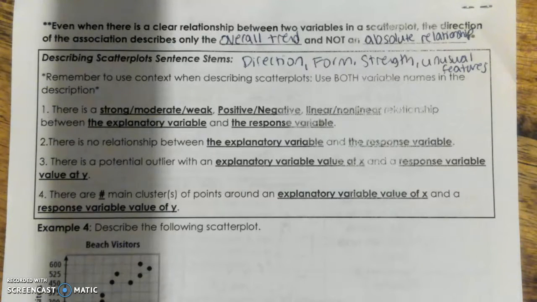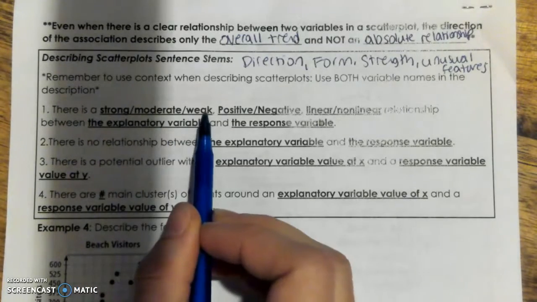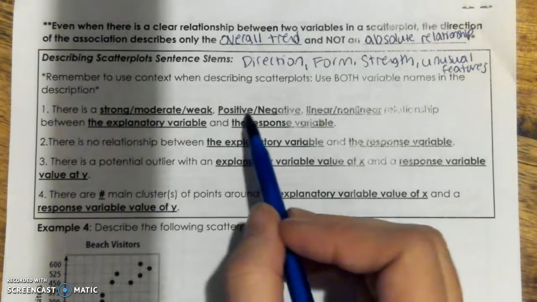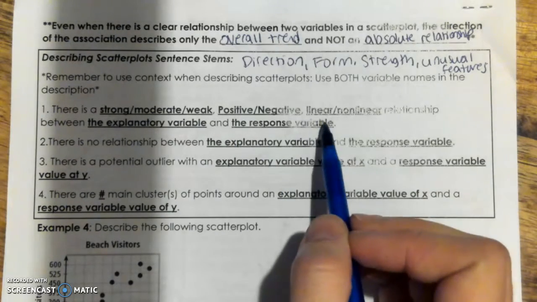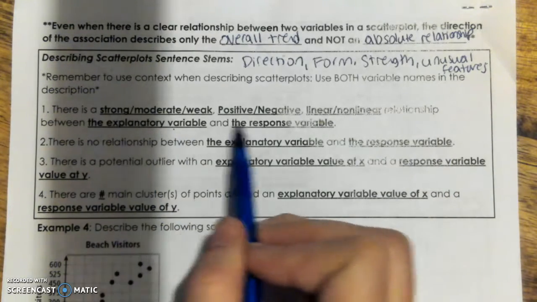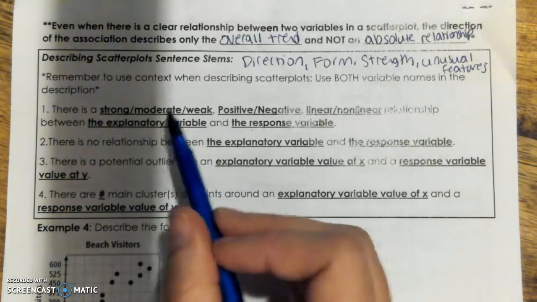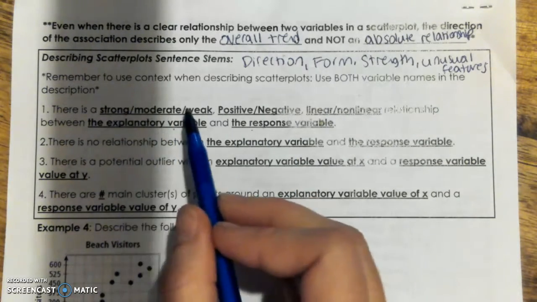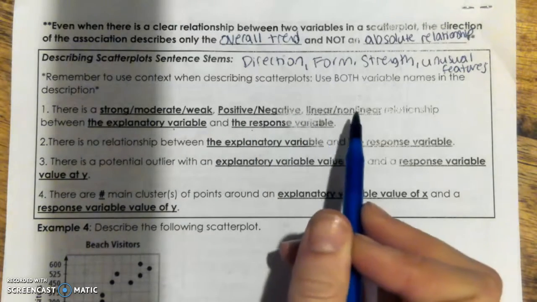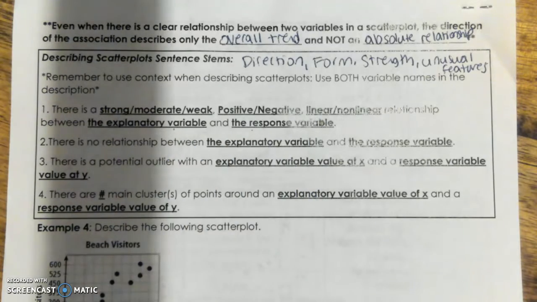All right, so here are our different sentence stems. Remember, we have to use context when describing, right? So number one, there is a, and we would choose one, strong, moderate, weak, comma, positive or negative, comma, linear or nonlinear relationship between the explanatory variable and the response variable. So do you see we bolded and underlined everything that you need to update in the sentence stem, right? So you choose one of these three, choose one of these two, choose one of these two, and we fill in the actual names of the explanatory and response variable.